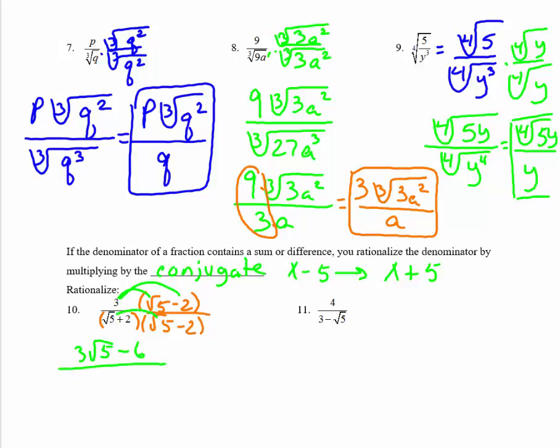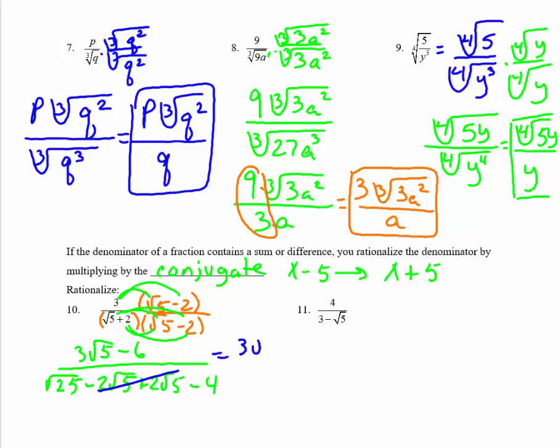In the denominator, square root of 5 times the square root of 5 is the square root of 25. Outer is going to give me a negative 2 square root of 5. Inner is going to give me a positive 2 square root of 5. So those are going to cancel. And 2 times negative 2 is negative 4. Anytime you multiply by the conjugate, the outer and the inner are always going to cancel out.